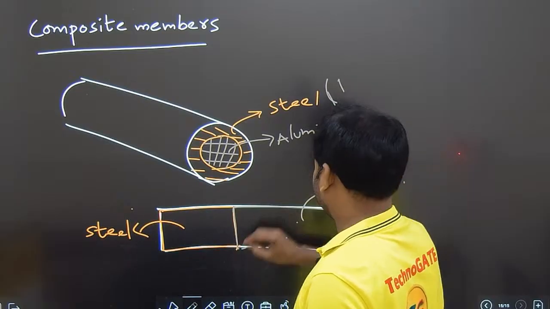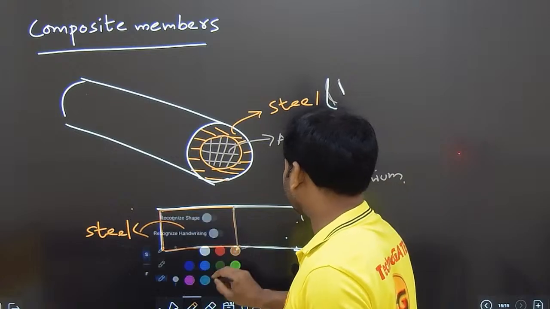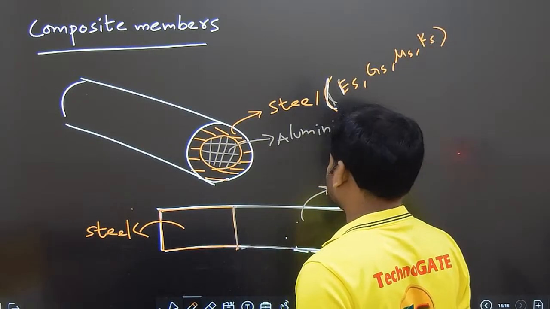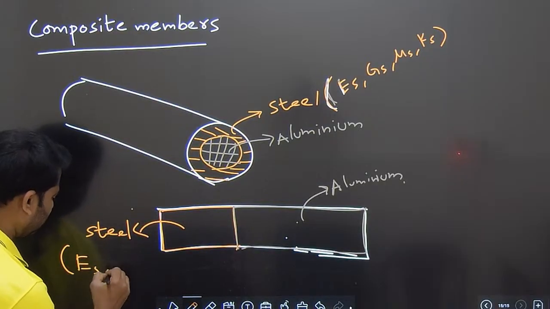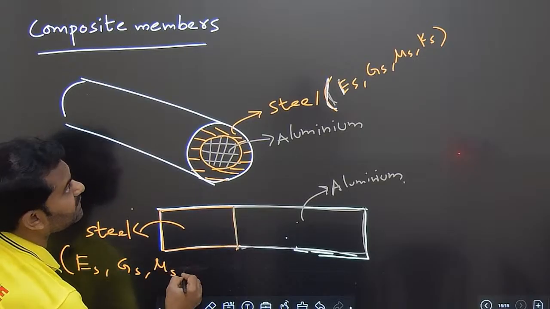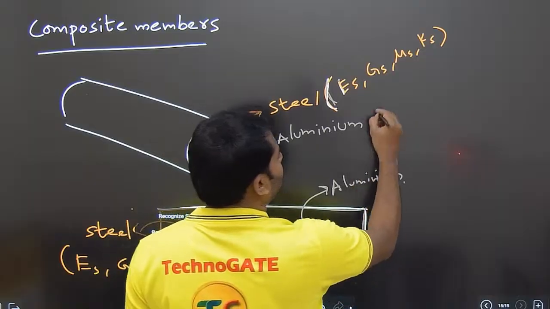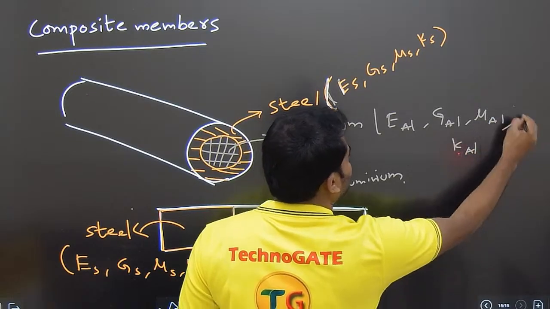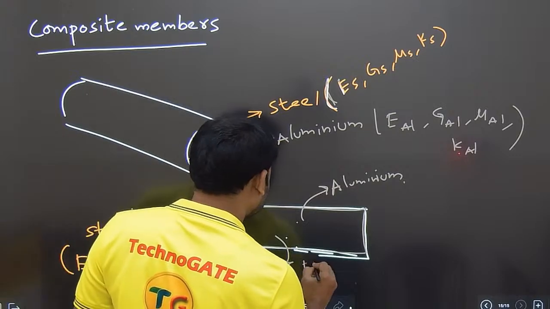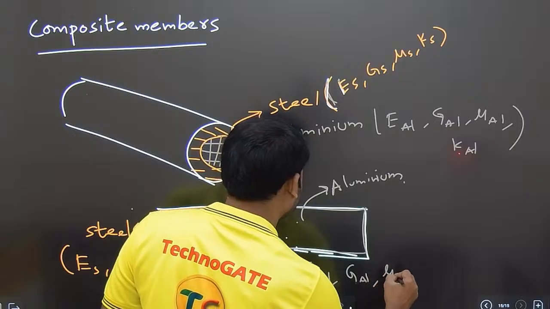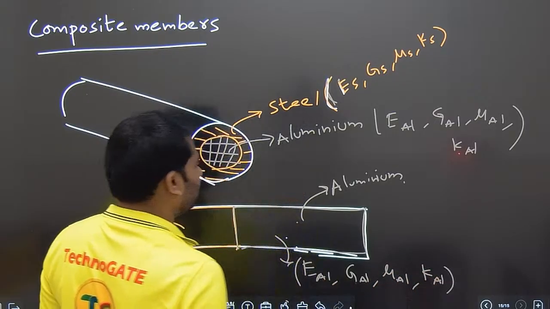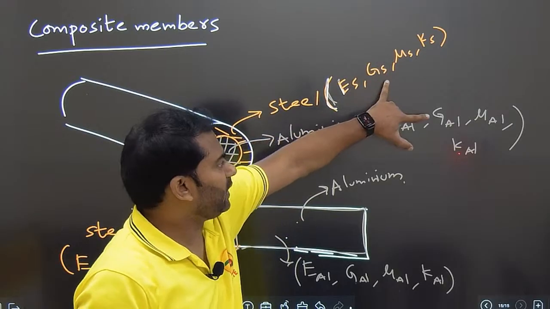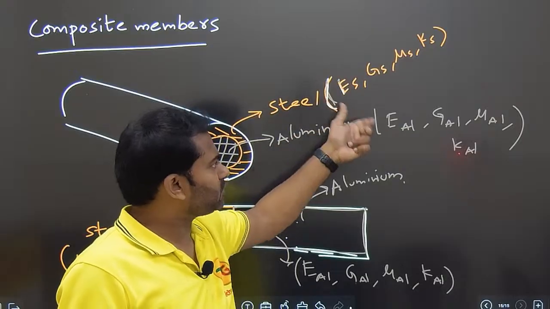So if you take the values, for steel it has E suffix S, G suffix S, mu suffix S, and K suffix S. And for aluminum it has E suffix aluminum, G suffix aluminum, mu suffix aluminum, and K suffix aluminum. So these values are different. I hope there is no confusion at all. Clear? These values will be different because the materials are different. If they are the same, that's only a coincidence.